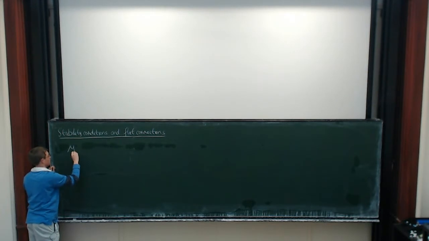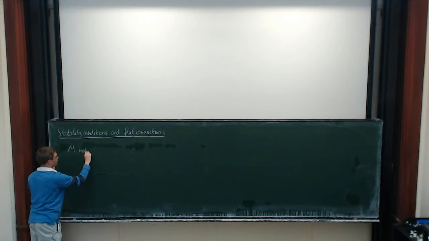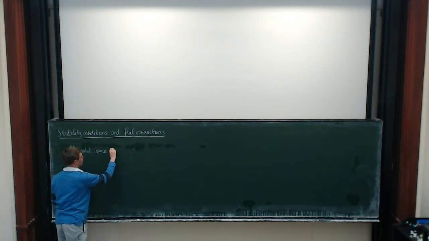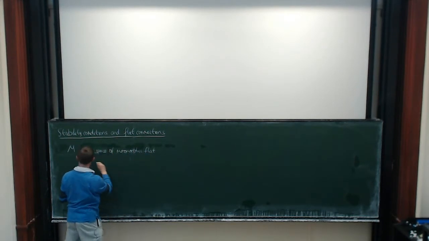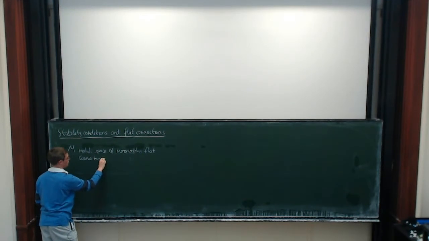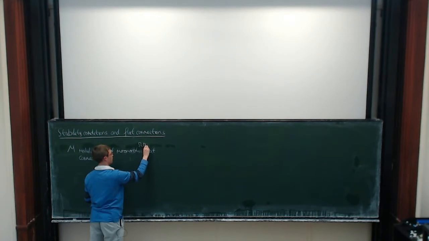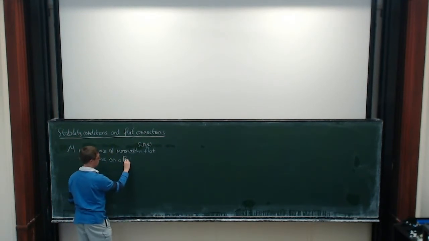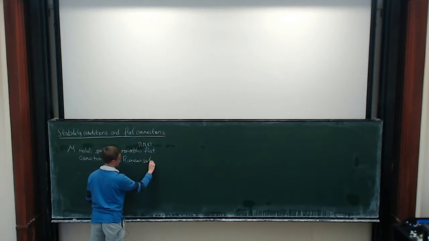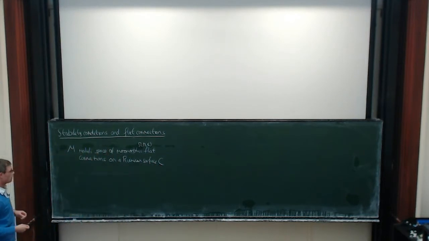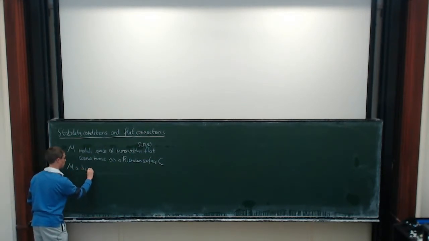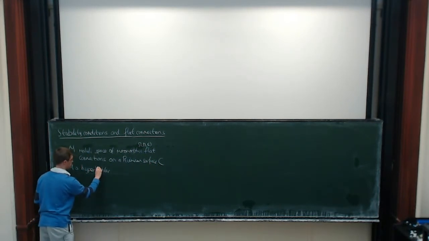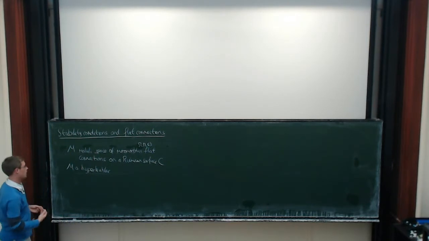We're going to call M a moduli space of meromorphic flat connections. These would be SL2C flat connections on a Riemann surface C. An important property of this space is that it's a hyperkähler space. It's non-compact, but it's nevertheless hyperkähler. So there's a one-parameter family of complex structures on this space M.